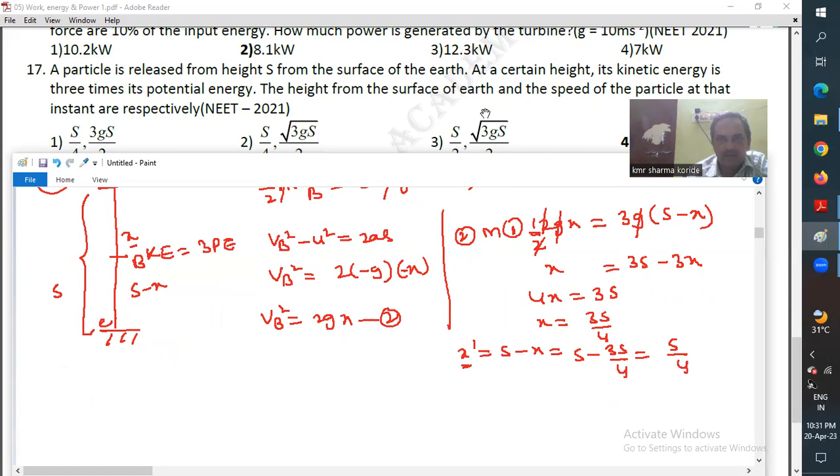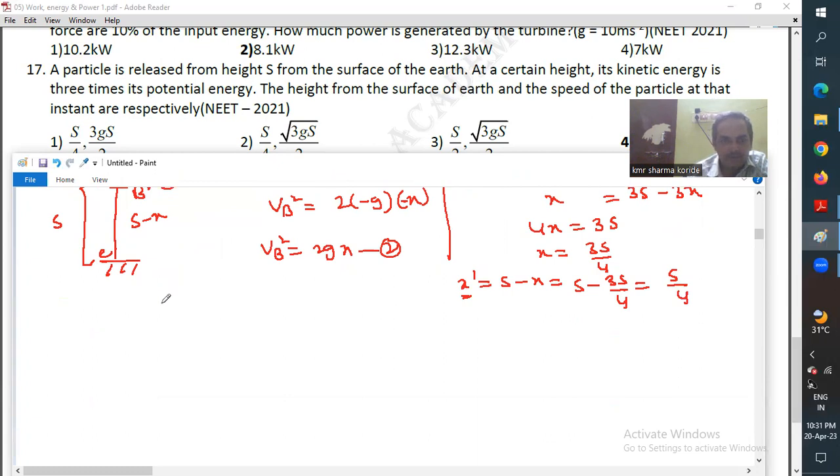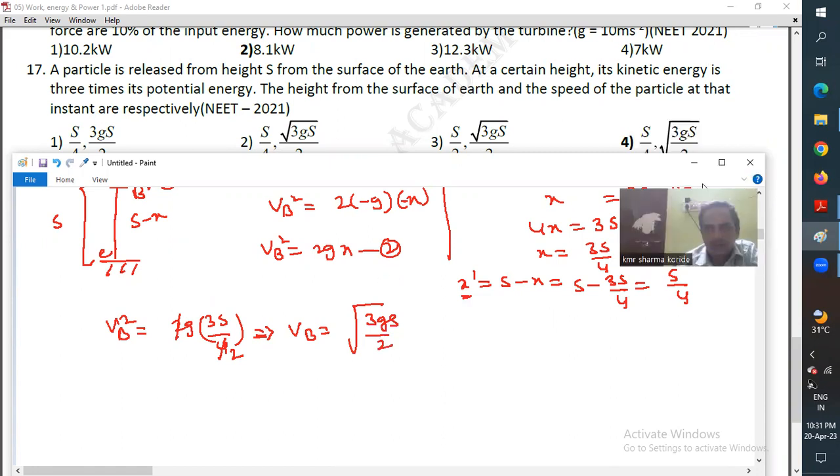Now we also need to find out the speed of the particle at point B in the middle. Vb square is 2gx. So x is going to be 3s by 4. Then this and this get cancelled. So now Vb is equal to under root 3gs by 2. So the last option is correct.